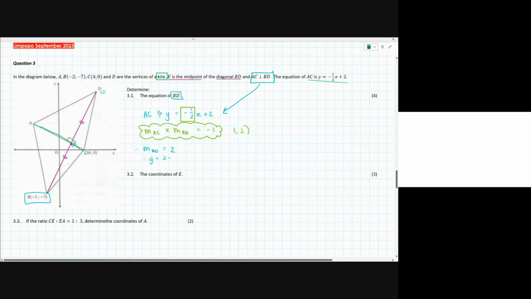y equals 2x plus c. And all I need to now do is find my c value. To find my c value, I substitute in a point. Now, the only point I know on this line is point B.